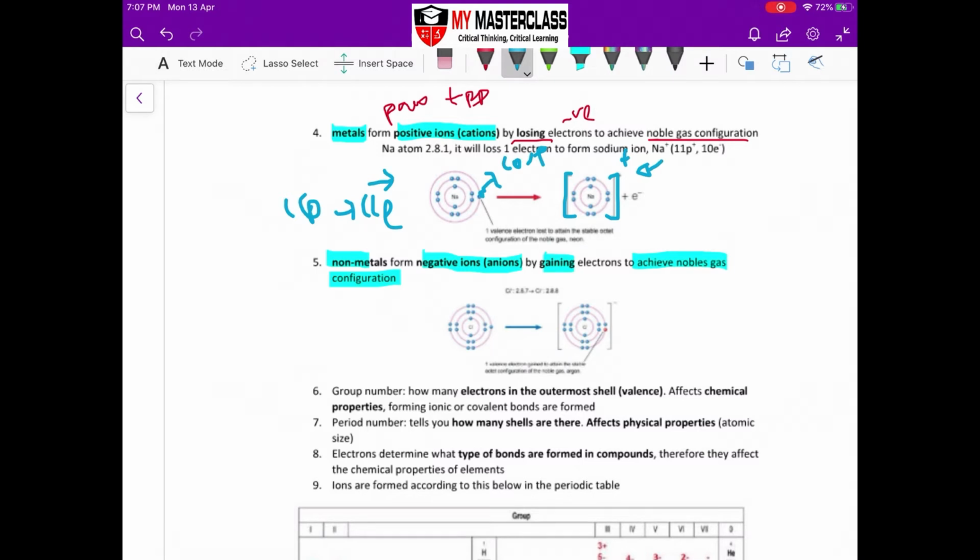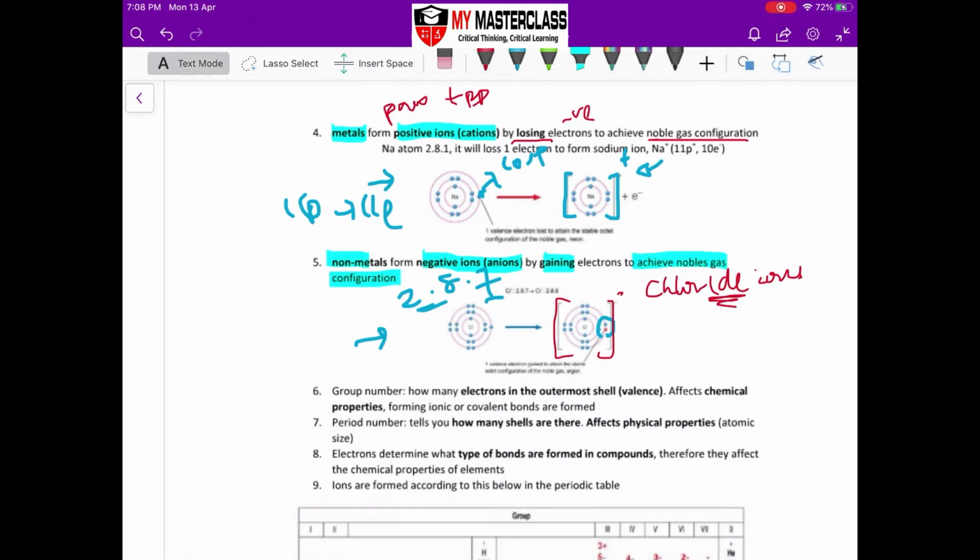Non-metals will gain. If you look at your chlorine, element number 17, 17 electrons, so the configuration is 2,8,7, 10 plus 7, so 17 electrons. But it's trying to achieve noble gas configuration of 2,8,8, so it will gain 1 electron over here, the red one. When it gains 1 electron, put the square bracket, it develops a charge of minus 1. This is your chloride ion. When your non-metal gains electrons, the name changes to -ide.